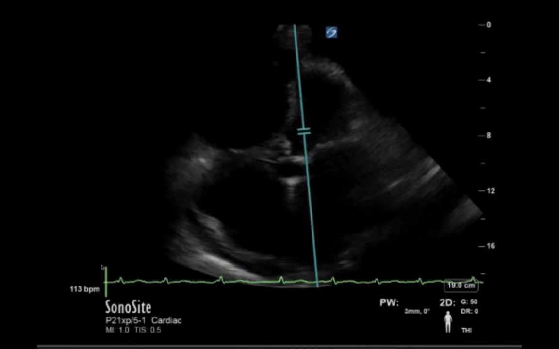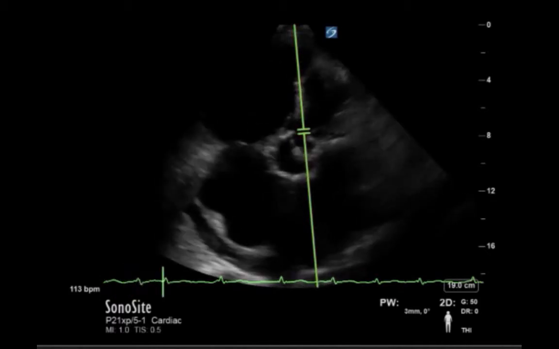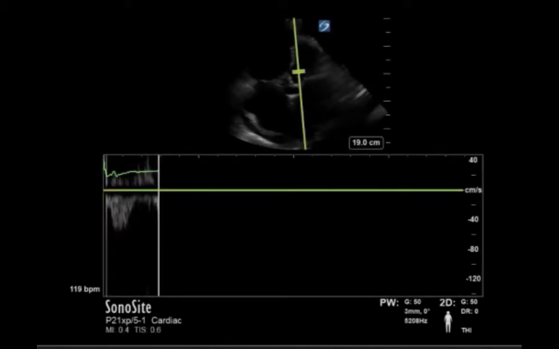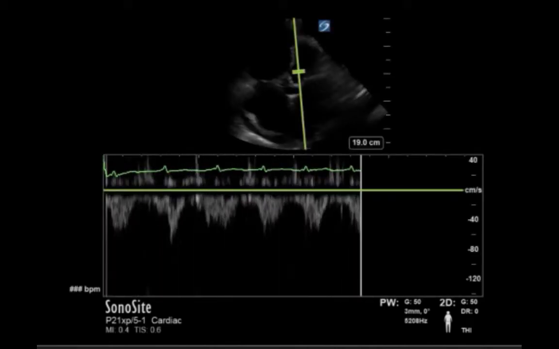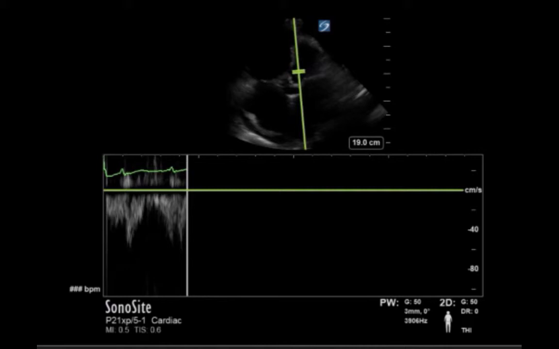So now we have to say, well, are we parallel? Well, flow is going this way, the sampling gate is this way, so we're probably at a 30-degree angle. So we might try and optimize our view a little bit to try and get more parallel. And whatever result we have, we might acknowledge that it might be underestimated a little bit because of the fact that we're a little bit off axis. But all the same, the operator then presses the Doppler button once more to engage the spectral Doppler tracing.